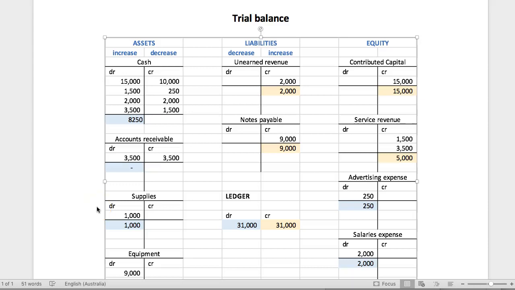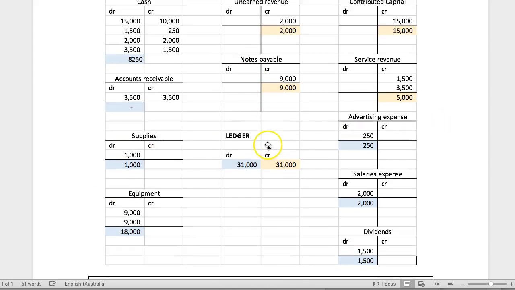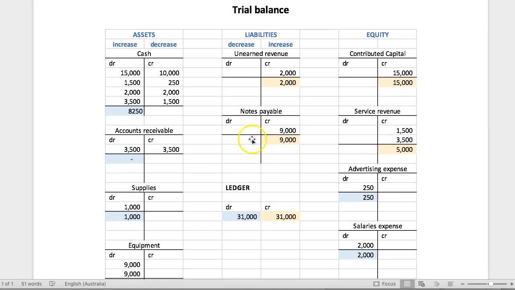So this video is going to show you how to prepare a trial balance. Hopefully you already know how to post from the journal to the ledger. And what I have on the screen here is the ledger that we did in the earlier video. The ledger has all the T accounts and it shows the ending balance for each T account.